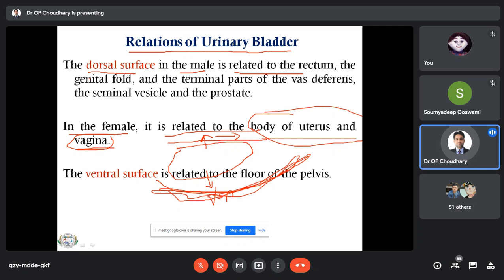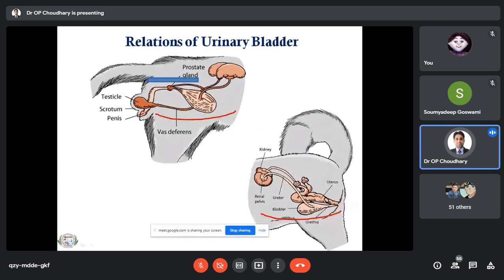Then you can see here in the diagrammatic representation, in the case of the male, this is the urinary bladder. Dorsally it is related to the rectum, then there is the prostate gland, and ventrally it is related to the floor of the pelvic cavity. In the case of the female, if you look here, there is the body of the uterus, and along with it there is some part of the vagina also, which is present dorsal to the urinary bladder. And ventrally, in the females also, it is related to the pelvic floor.